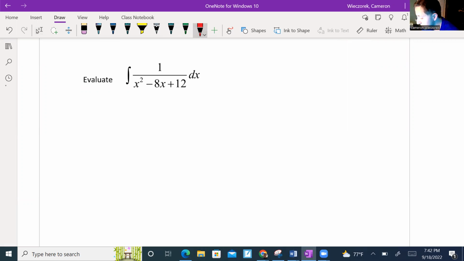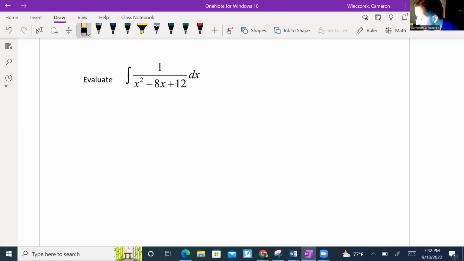First and foremost, I don't know a function that has this specific derivative. I have no idea what function I would need to take the derivative of to get 1 over x squared minus 8x plus 12. There's no obvious u substitution. If I let u equal the denominator, when I take du, I'm going to have 2x minus 8 dx, and the numerator has no extra x's left over. So trial and error shows me it doesn't work.